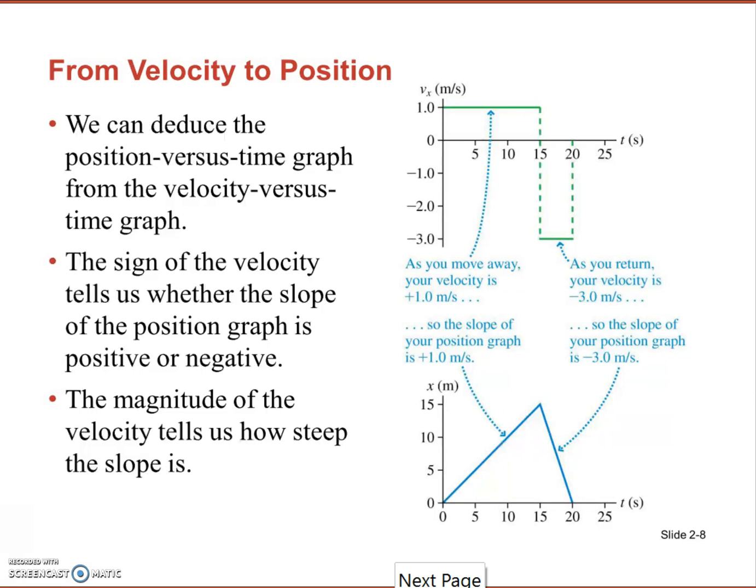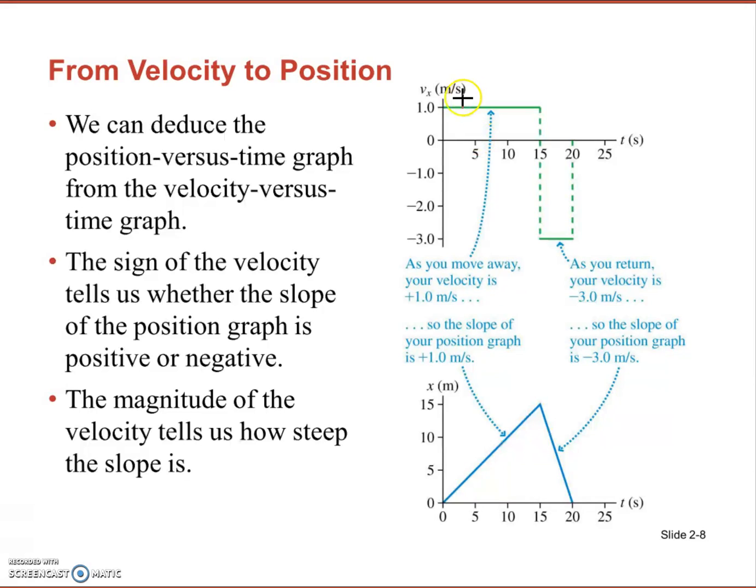We can also go backward. Let's say we have a situation where we're given a velocity graph and we want to deduce the position versus time graph. So the velocity versus time graph shows us that we have an object that's going at a speed of 1 meter per second for 15 seconds, and then has a negative speed, -3 meters per second, for the next 5 seconds. So the object moves faster, but what does that negative sign mean? It tells us that we're moving in the opposite direction.